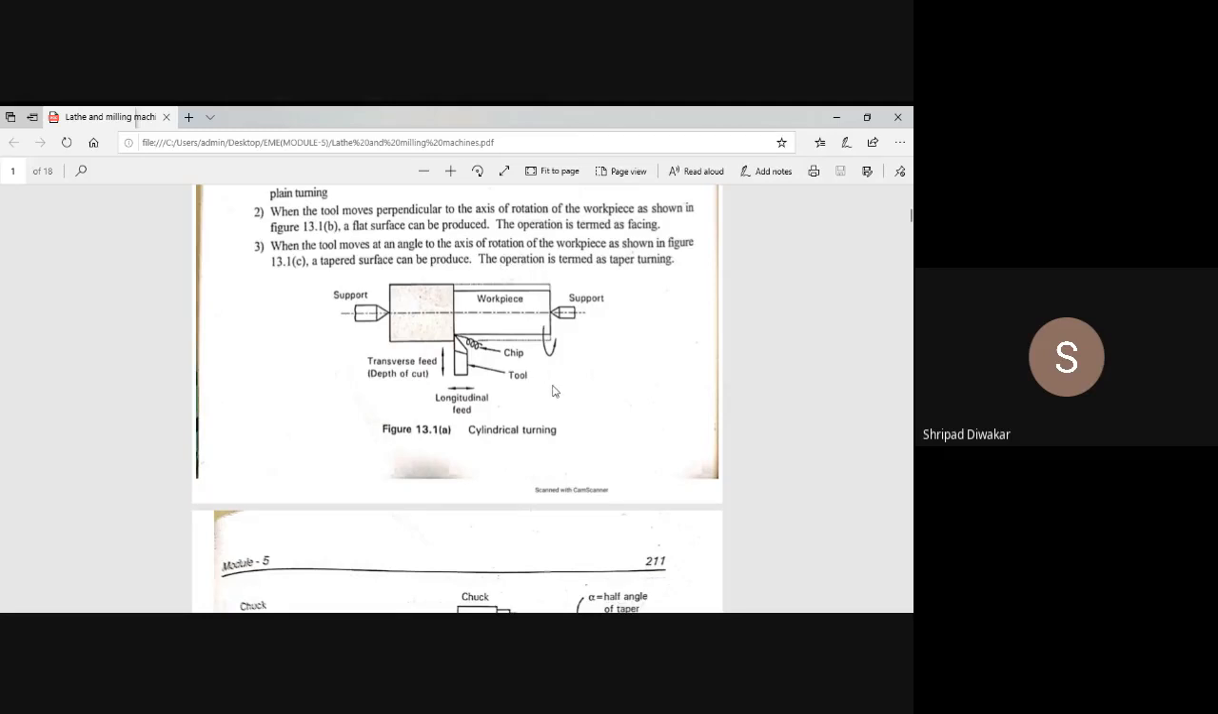So turning is an operation used in the lathe machine to reduce the diameter, and the tool is fixed in the tool post, which moves in a direction parallel to the axis of rotation of the workpiece, or parallel to the lathe axis. Both are the same, the axis of the workpiece and the lathe axis. The tool moves in a direction parallel to the axis of rotation of the lathe machine, and whatever material comes out from the given workpiece is called a chip. It is curly in nature.